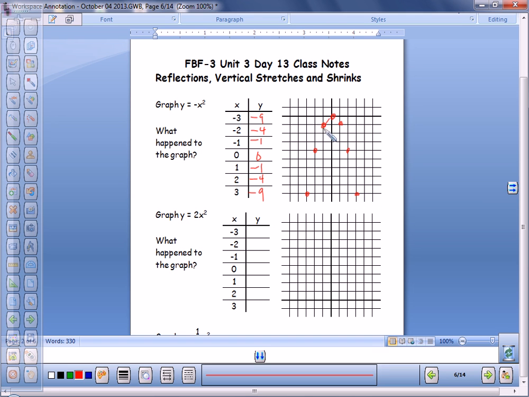Okay, so that's our original, and notice how wide it is. That is a normal width for our parabola when it hasn't been multiplied by anything. All this is a reflection over the x-axis.